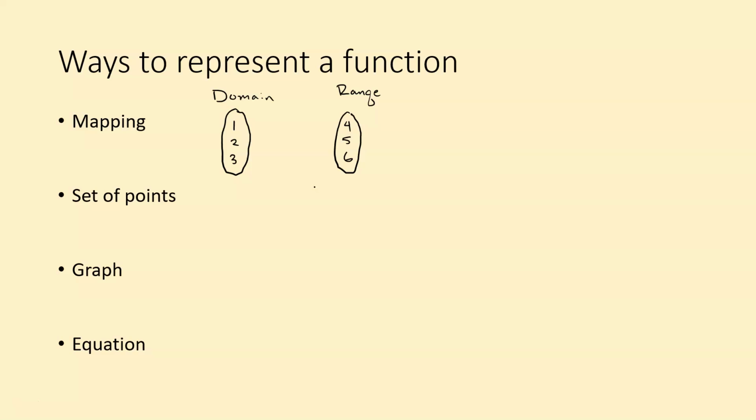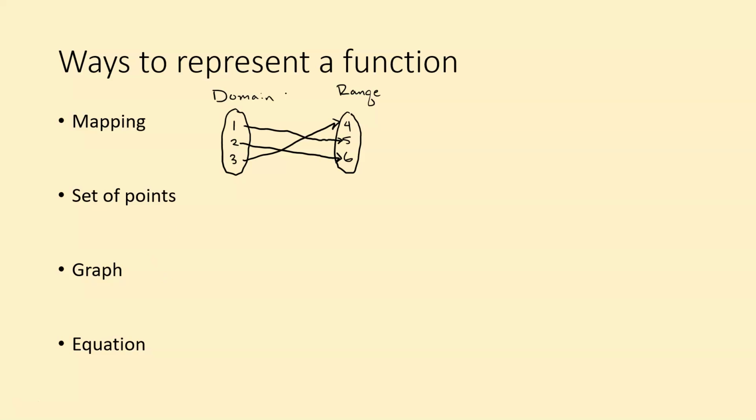So let's say for this relation, if my input is 1, my output is 5, and we map it using the arrows. If my input is 2, my output is 6. And if my input is 3, my output is 4. Now notice that every single one of these inputs only went to one of the outputs. So this is a very basic example of a mapping.